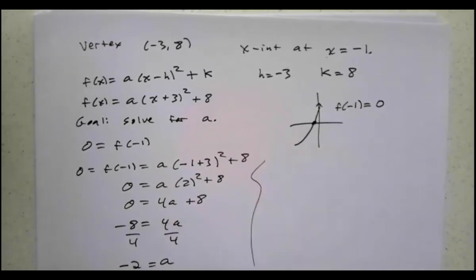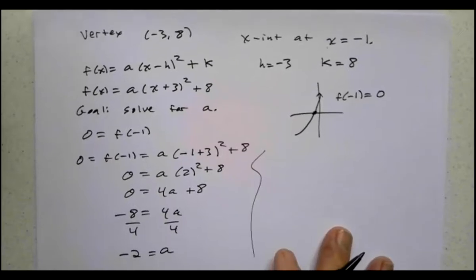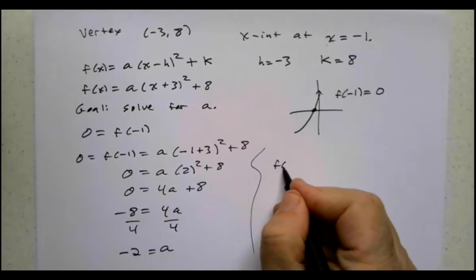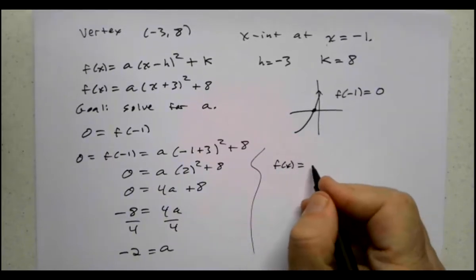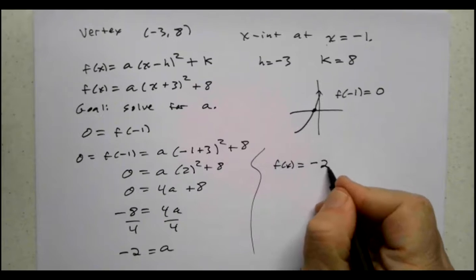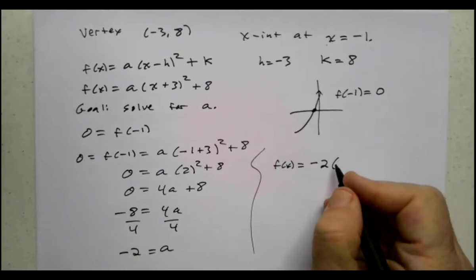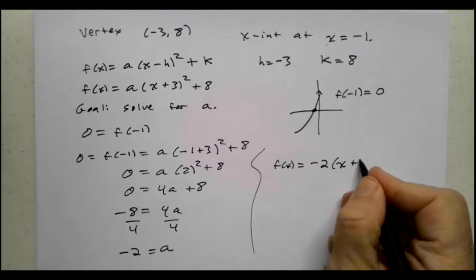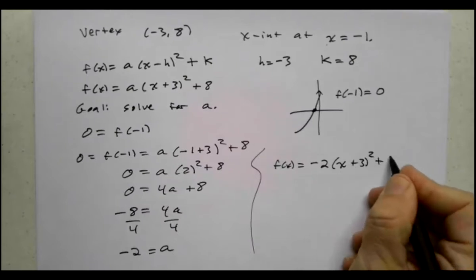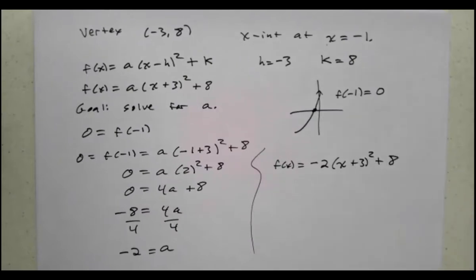If that is the case, we believe that the function can be written as follows. f(x) = -2 times (x - h)^2 + k, so that's (x + 3)^2 + 8. So let's check that on Desmos. Let's see if the vertex really is (-3, 8). Let's see if the x-intercept really is x = -1.